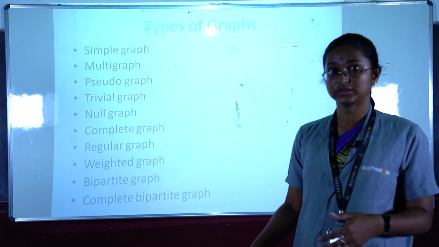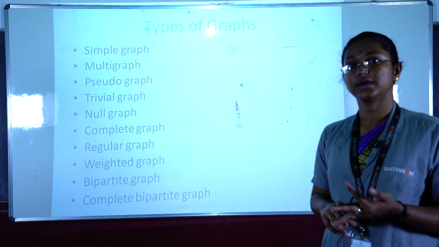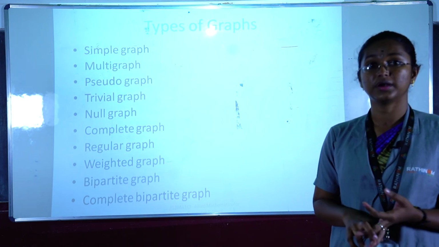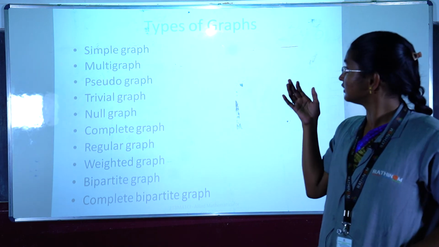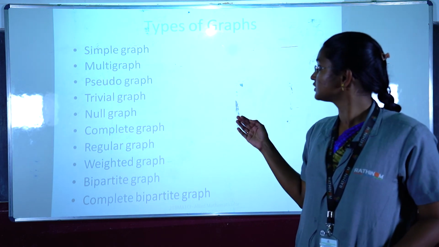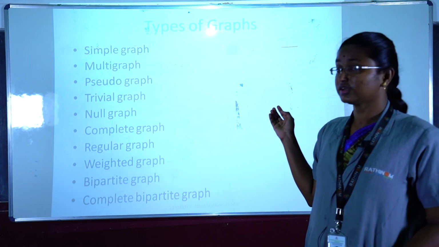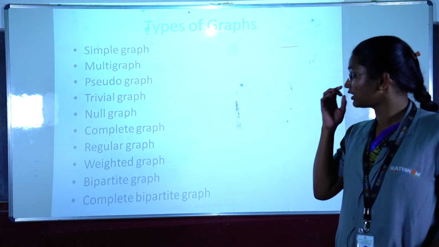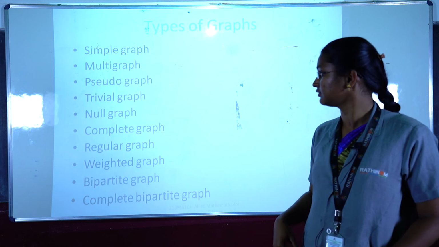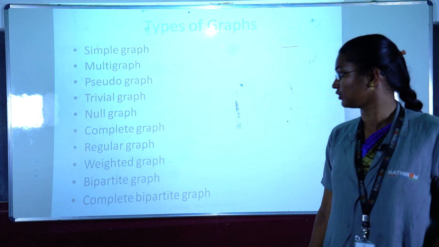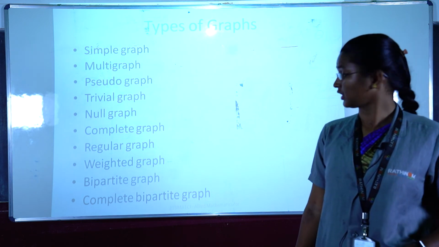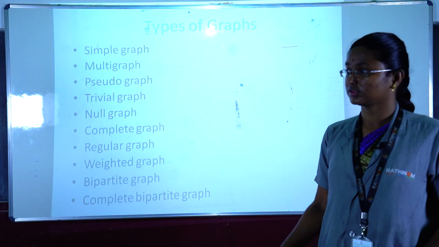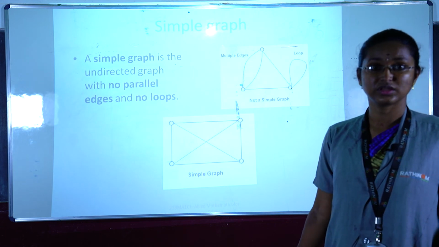Based on adjacency, loops and multiple edges, graphs are classified into different types. I have listed the types of graphs: simple graph, multigraph, pseudograph, trivial graph, null graph, complete graph, regular graph, weighted graph, bipartite graph and complete bipartite graph. These we can see in the next class.